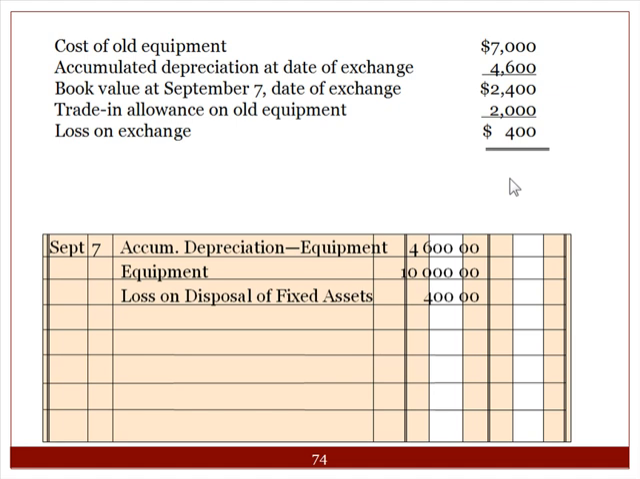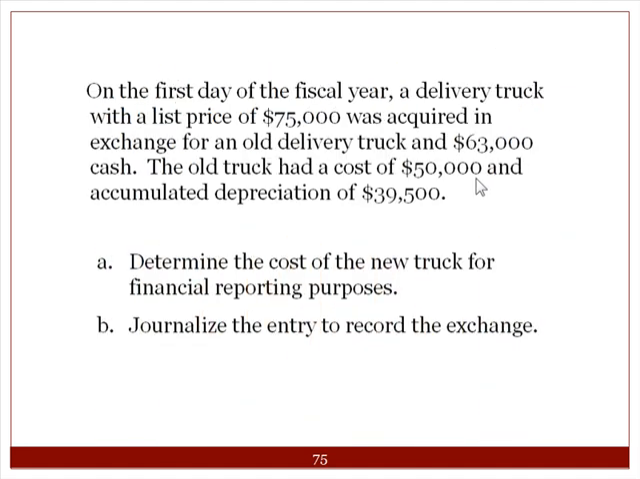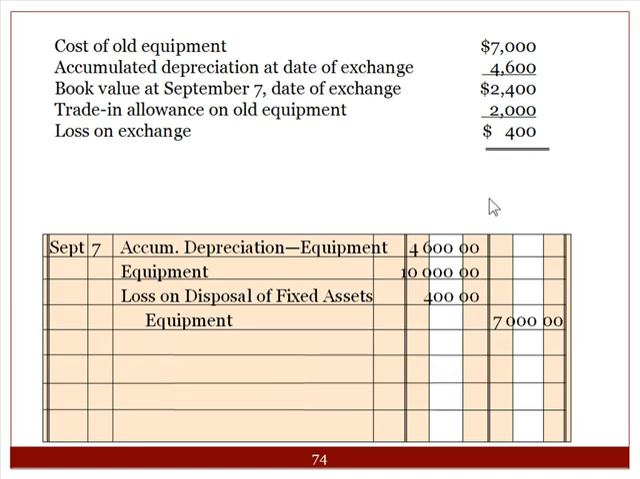So you're going to put the pieces you know on your books. Whoops, sorry. Hang on, having mouse issues. Here's all the pieces I know: the cash, the equipment, the loss, the equipment, the new equipment, and then the accumulated depreciation.